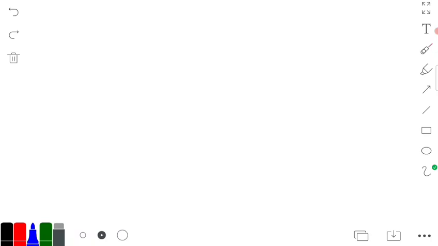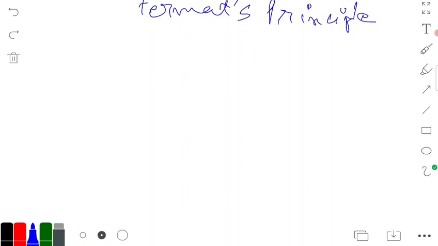You already know that my laptop's new Windows system update is not working actually. It is showing some error, so I am not getting that. So let's start. Fermat's principle. Just a second. The handwriting might be a little bit bad today because I am making this on a tablet, not on my laptop.